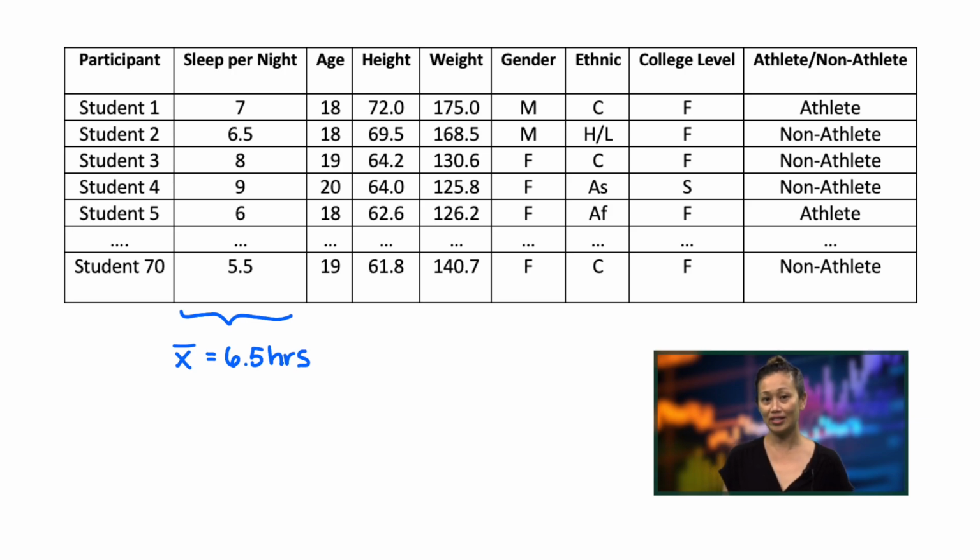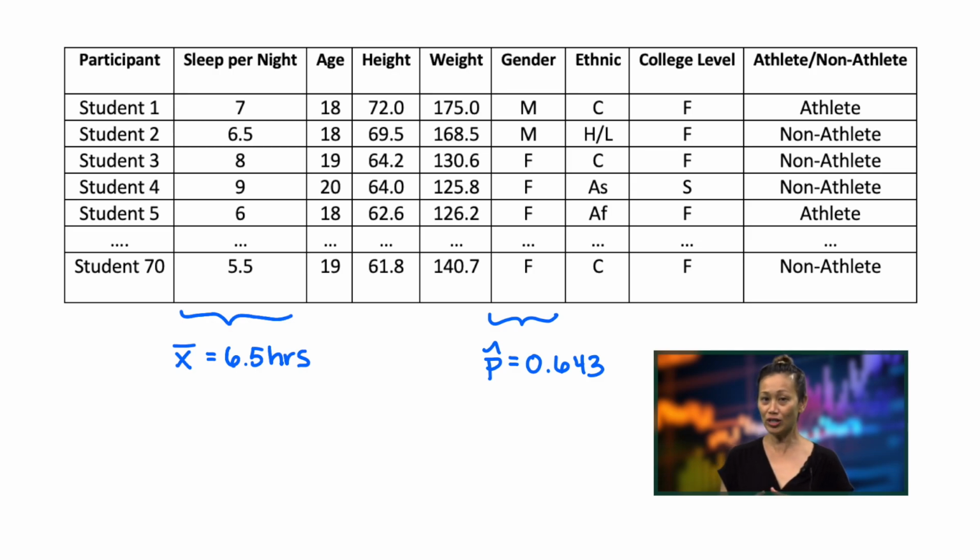Another statistic is the proportion of students who are female. So let's suppose that out of the 70 students, 45 of them are female. Then the proportion or percentage of the sample that are female is 45 out of 70, which is the same thing as 0.643 or 64.3%. This value is called a sample proportion, and it is also a statistic because it describes the sample.